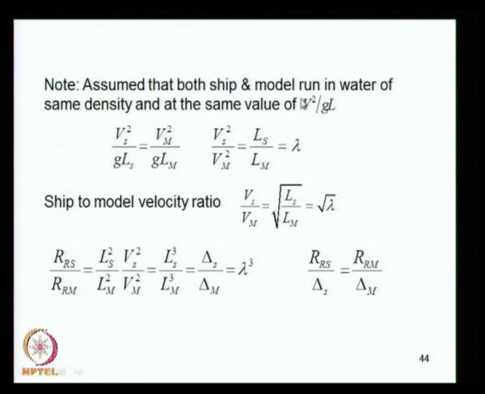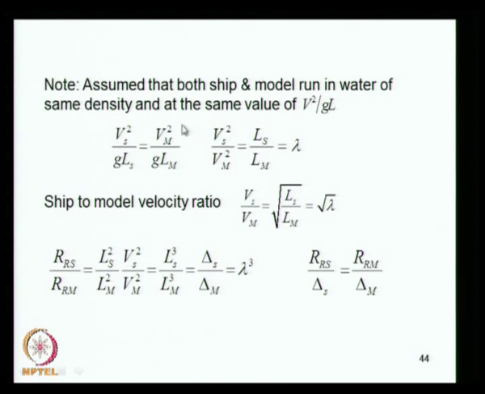At the same value of the Froude number, that is V square by gL, which is a measure of the Froude number quantity, we assume the ship and model have the same Froude number, that is Fns is equal to Fnm. So this quantity remains the same for ship and model.